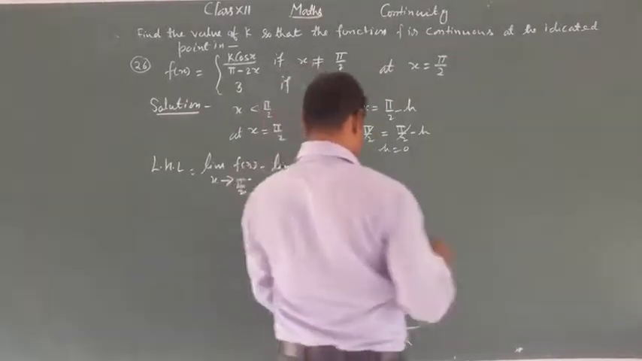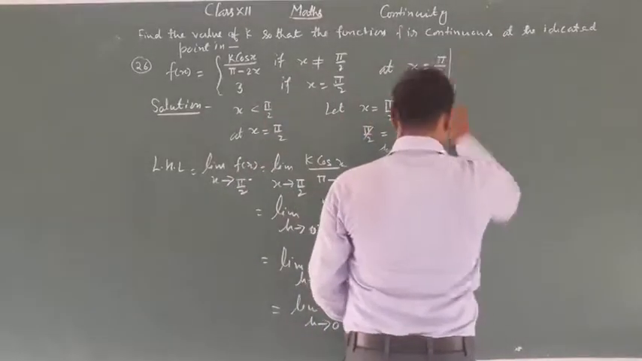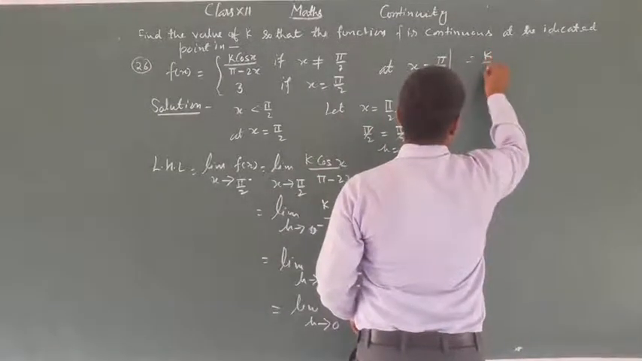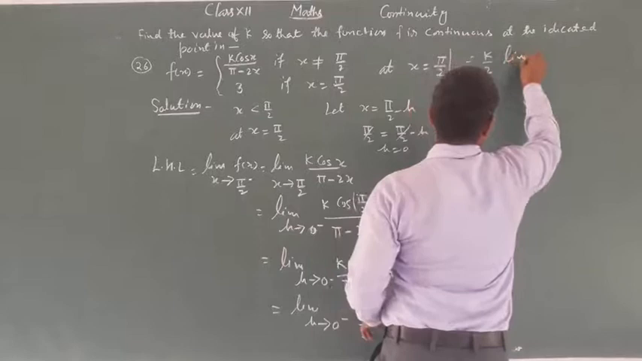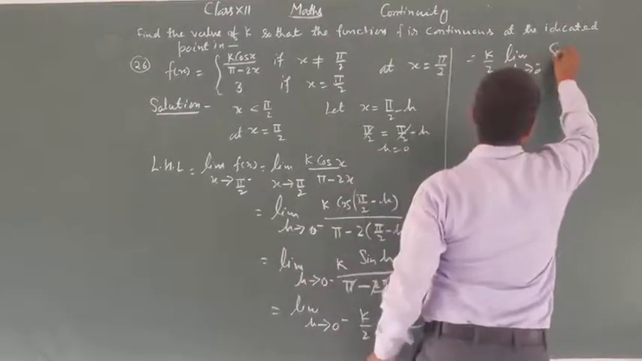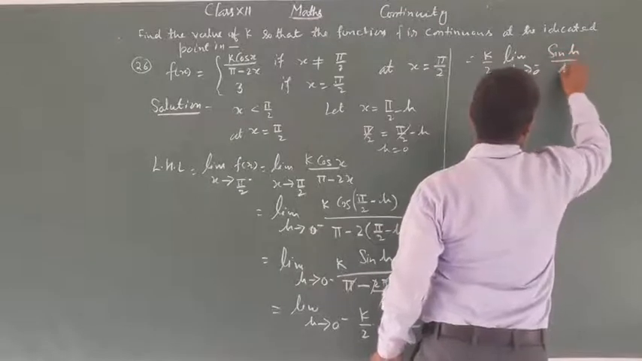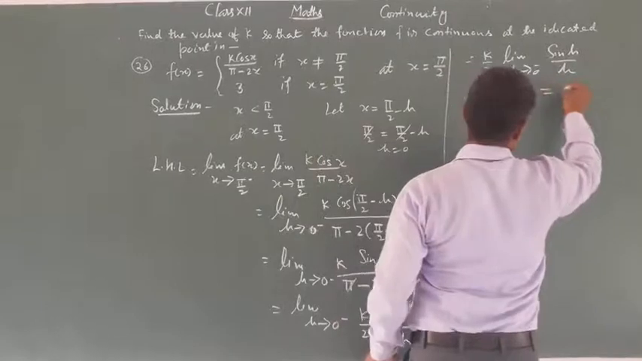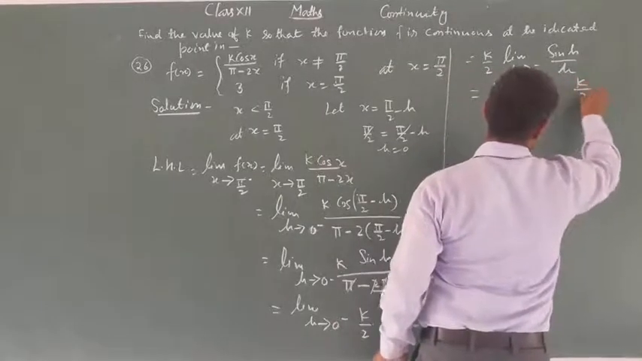So k by 2 times limit h tends to 0 of sin h upon h is equal to k by 2 into 1, which is equal to k by 2.